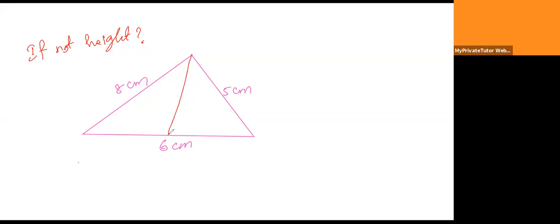If we can make a midpoint, this is not a height, isn't it? We are separating it into two triangles in that sense. In that case also, this is 3 centimeters, this is 3 centimeters. Still, we don't know the height of this one and this one. So in this case, if height is not given, we are going to use Heron's formula. Let me show you that, guys.